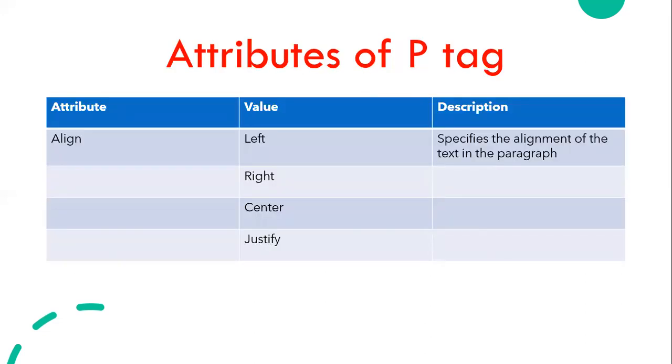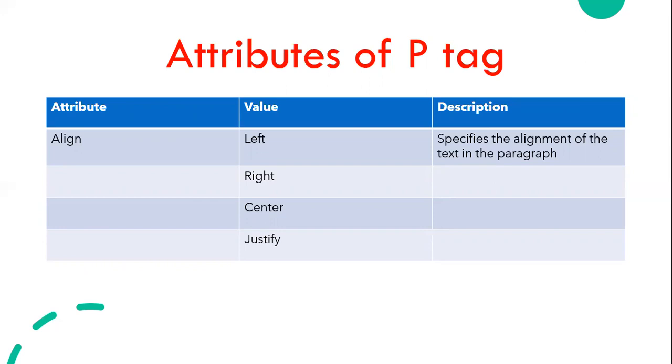So now let us see how many attributes a para tag consists of. Basically, what is the attribute that is used for the para tag? Align. Align means the alignment. That means the value should be given as left, right, center or justified. Those are the four values given for a para tag, and the description is that it gives the alignment of the text in the paragraph.